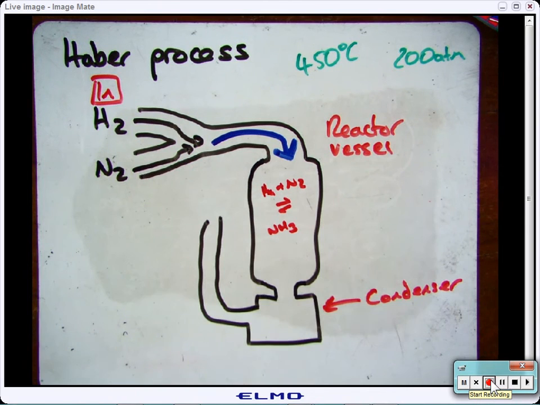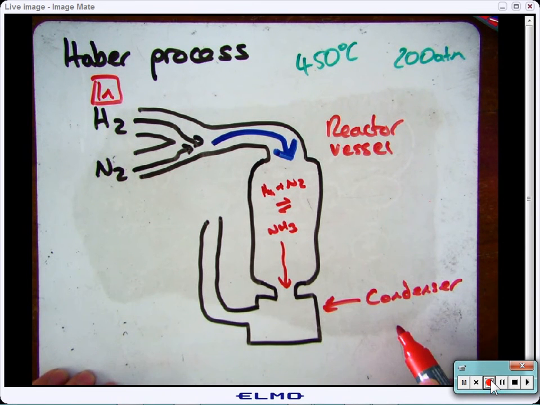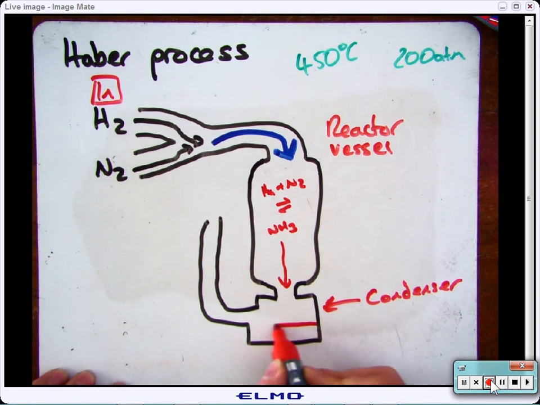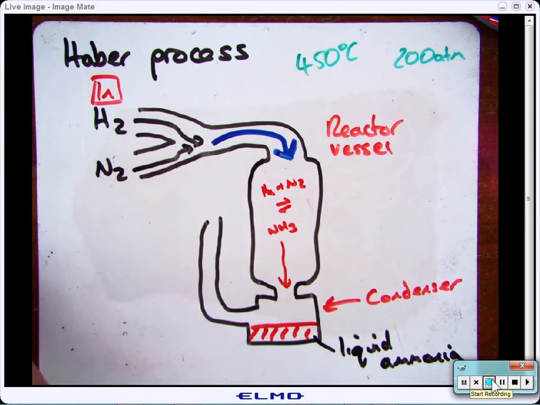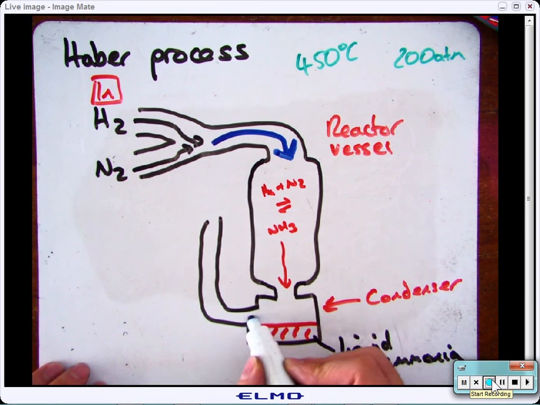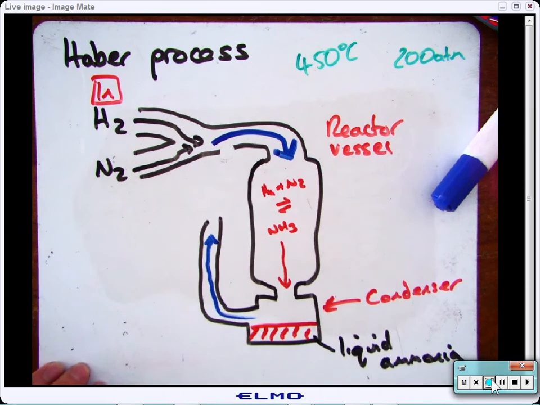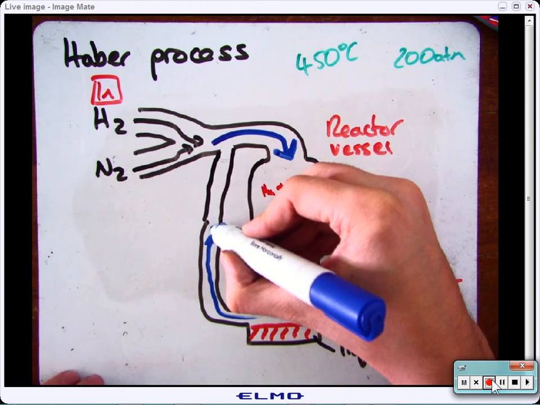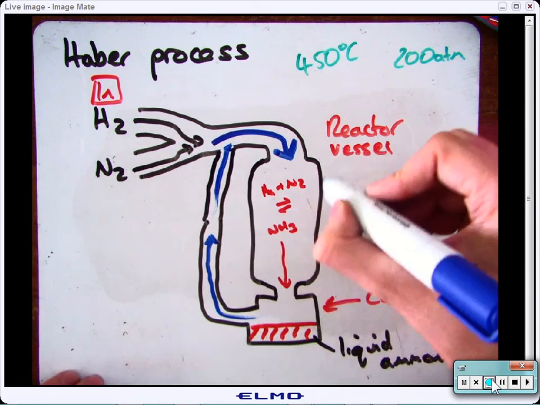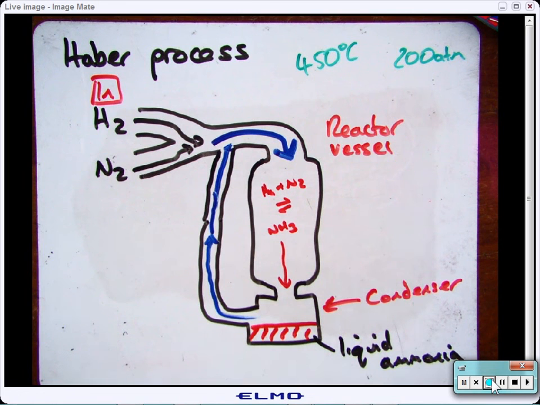So what then happens is the gases that have been reacted will be passed through here into a condenser. Now, ammonia will condense a lot sooner than hydrogen and nitrogen, so the ammonia turns into a liquid. This allows any unreacted nitrogen and hydrogen to come back up and be re-reacted. So it goes back through, and this process continues until all of the nitrogen and hydrogen has been converted into ammonia.